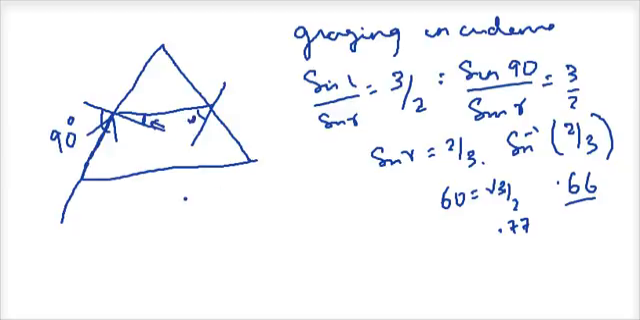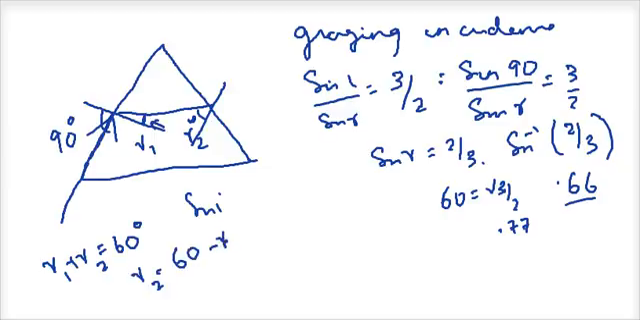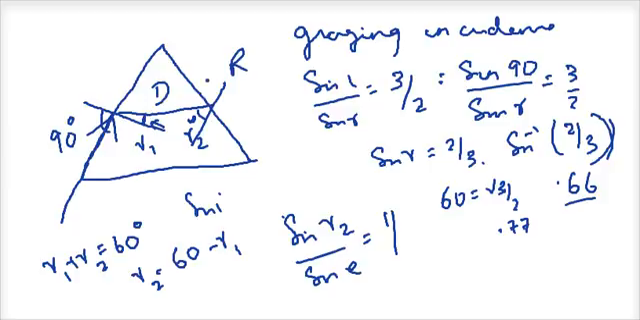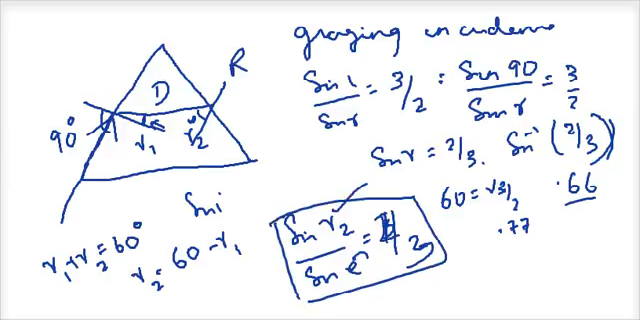Once you know this angle, again sin I by sin R. If this is R1, this is R2, we know that R1 plus R2 is equal to 60 degrees. So R2 is equal to 60 minus R1, where R1 can be determined from here. Then we apply the formula again: sin R2 divided by sin E is equal to 1 upon 3 by 2, because light is now traveling from a denser to a rarer medium, so that will make it 2 by 3. Once I know R2, I will be able to find E.